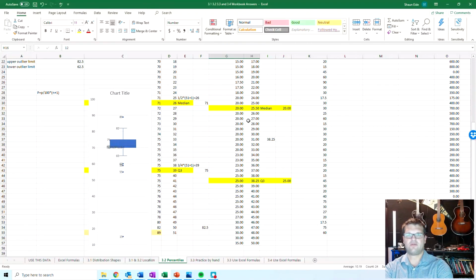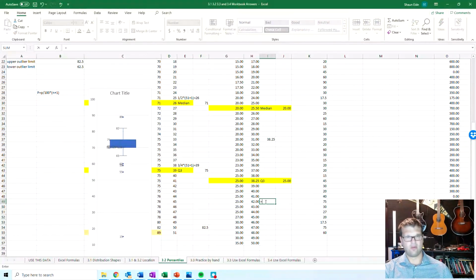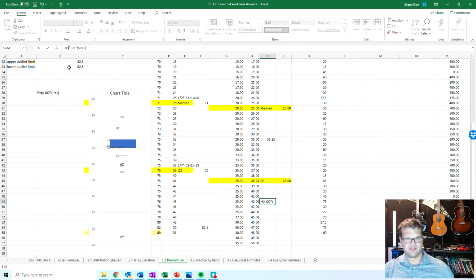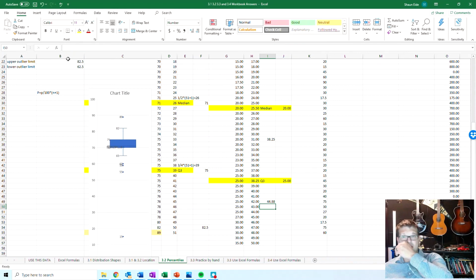Let me do one more just for kicks and giggles. I want to find the value at the 80th percentile. So if I were to do that, I would put equals 80 over 100, and then multiplied by 50 plus 1. So it'd be 40.8. I want to get one that's right there. I want the 44th. So let's see, what would the 85th percentile? Almost there. I want the 86th. Will that get me there? Nope. 88th percentile. There we go.